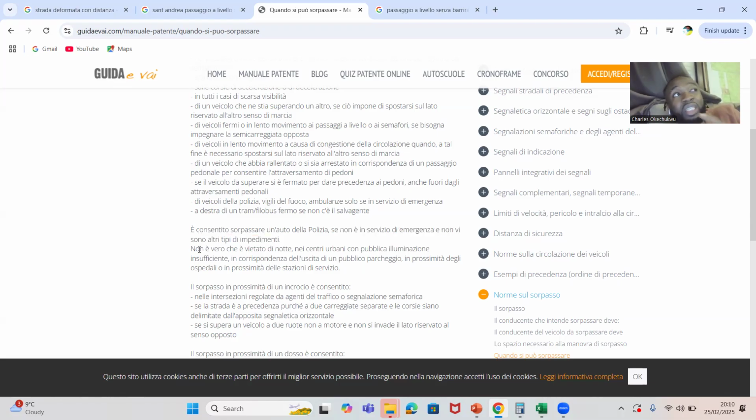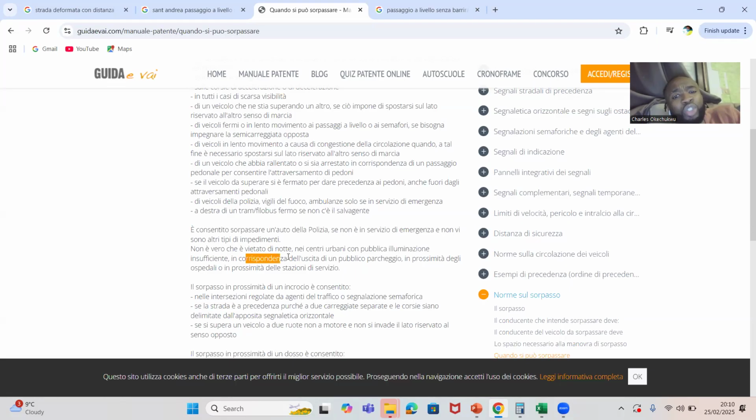Non è vero means it is false for you to say è vietato di notte nei centri urbani con pubblica illuminazione insufficiente. It is not true that you are forbidden to overtake at night in urban centers where we have public illumination. What is public illumination? Public light, street light. It is false for you to say so. Who says you can't overtake in the night? Who says such a thing? That you can't overtake in an urban center? Who says such a thing? It's impossible. Is it clear now?